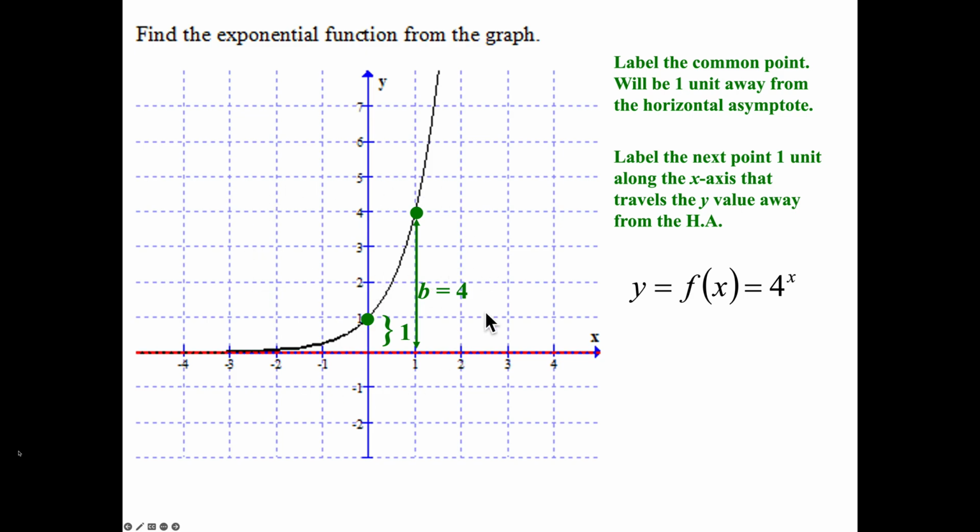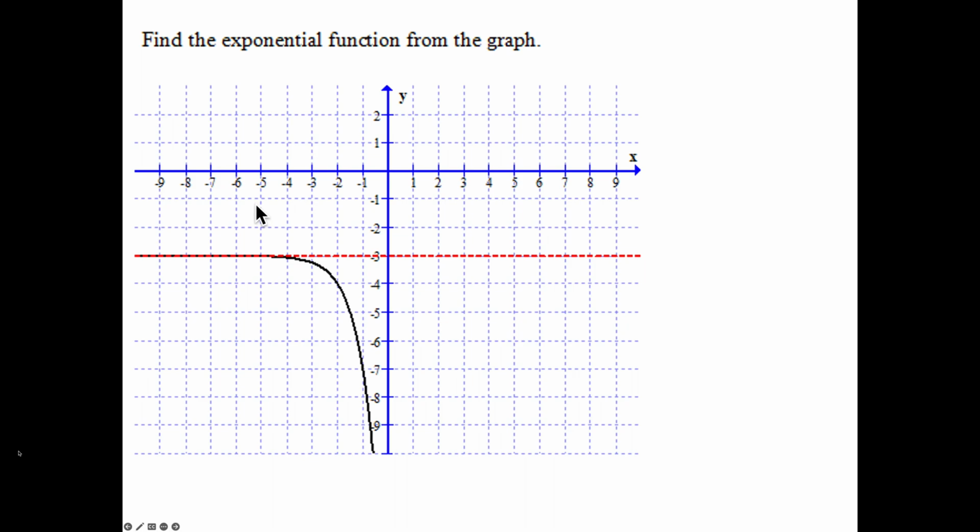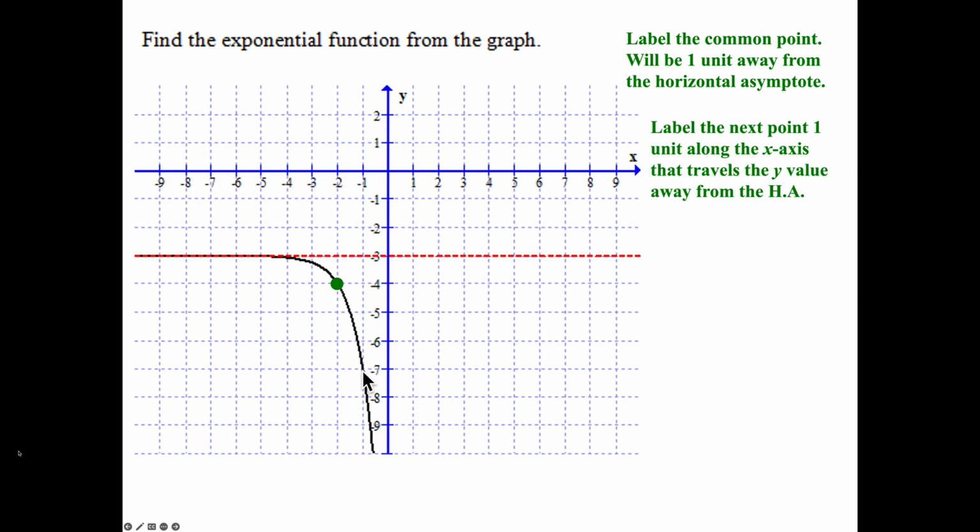So what we're going to do is they're going to move a graph around, and you still have to figure out what is the function. So for example, here they've really mixed things around. Now, there's 2 ways to approach this. Some people will say, find the location of your common point. Again, that's 1 unit away from the horizontal asymptote. Go 1 to the right, and now count 1 from the horizontal asymptote, 1, 2, 3, 4. And say, okay, base is 4. This is my beginning function.